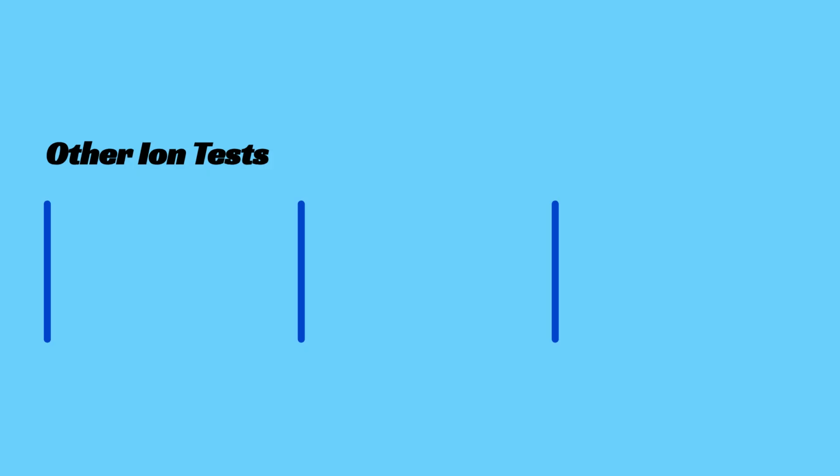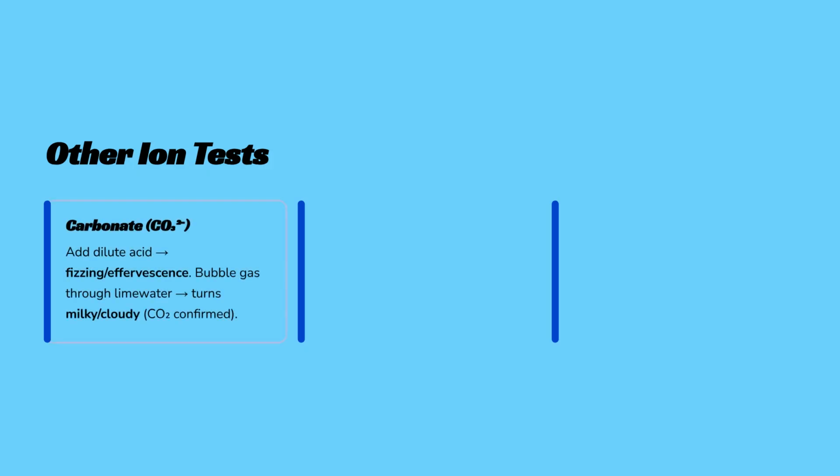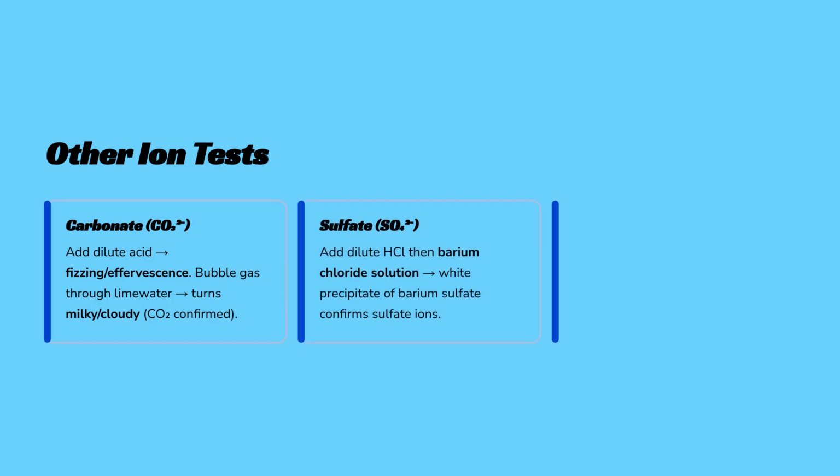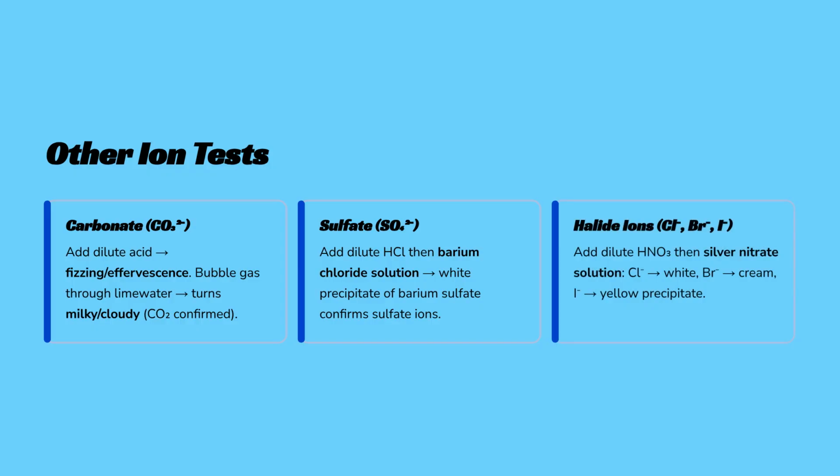Other nonmetal ions also have specific tests. Carbonate ions fizz when dilute acid is added, producing carbon dioxide that turns lime water milky. Sulfate ions produce a white precipitate when barium chloride solution is added after dilute HCl. Halide ions produce precipitates with silver nitrate, white for chloride, cream for bromide, and yellow for iodide.